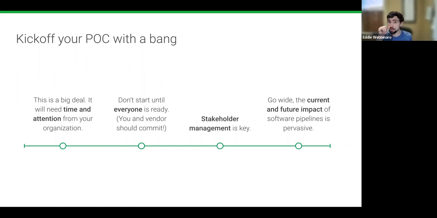And your vendor should be helping you drive this and get commitment from your stakeholders, and from the vendor's own resources, right? You need to make sure you're committing your time to this. Making sure that everyone is ready and present to execute on this POC ensures smooth progress.